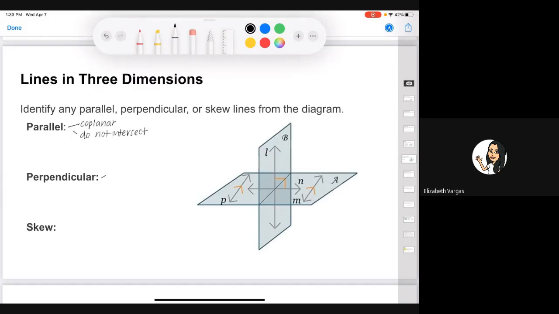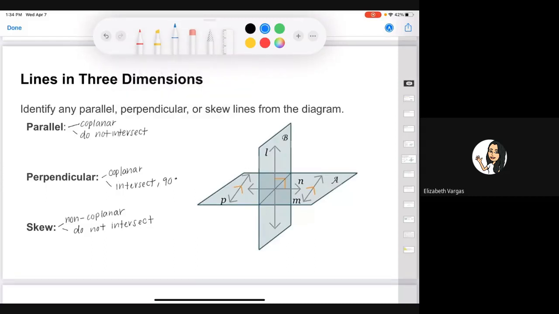Perpendicular lines, on the other hand, are still coplanar, so they are on the same plane, but they do intersect, and they do so at a 90-degree angle. Skew lines, on the other hand, are non-coplanar, so two lines not on the same plane, and they do not intersect. So that's the different criteria for all these different lines. Based on this criteria, we can identify parallel, perpendicular, and skew lines in this diagram.